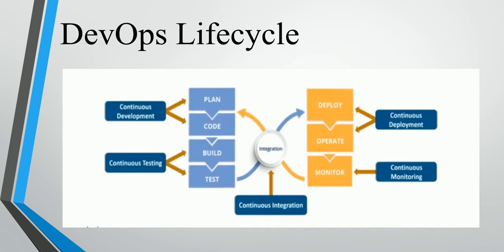Let us look at the DevOps life cycle. The DevOps lifecycle consists of many phases like continuous development, continuous testing, continuous integration, continuous deployment and continuous monitoring. Plan and code come under continuous development, build and test come under continuous testing, deploy and operate come under continuous deployment and monitor comes under continuous monitoring. Let us discuss each phase step by step.